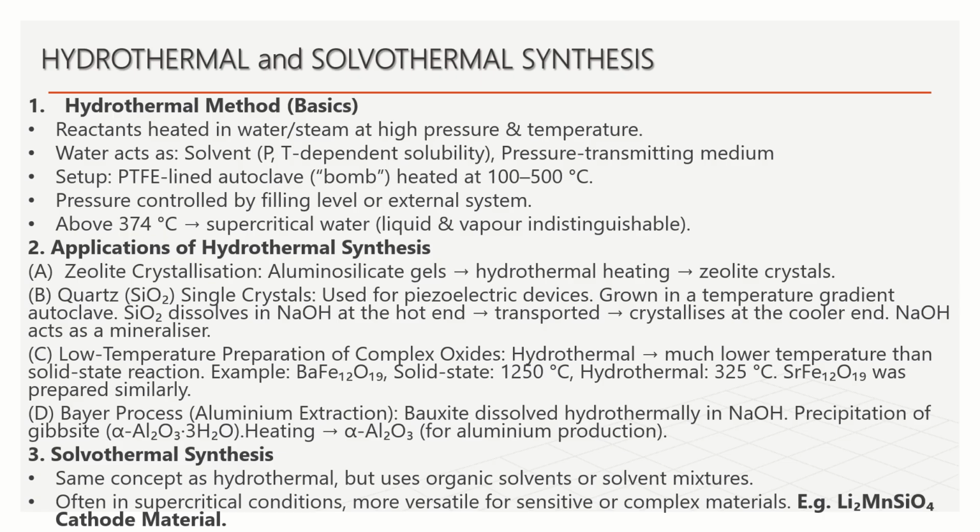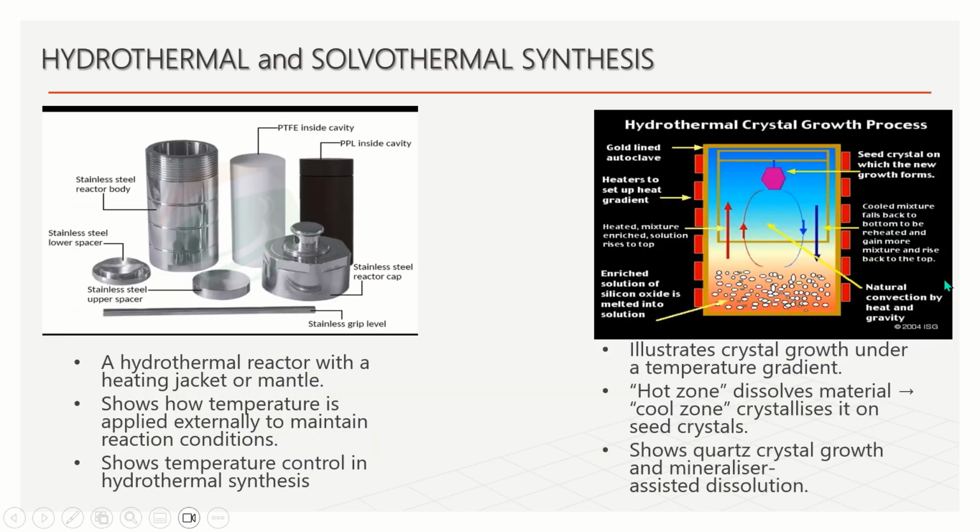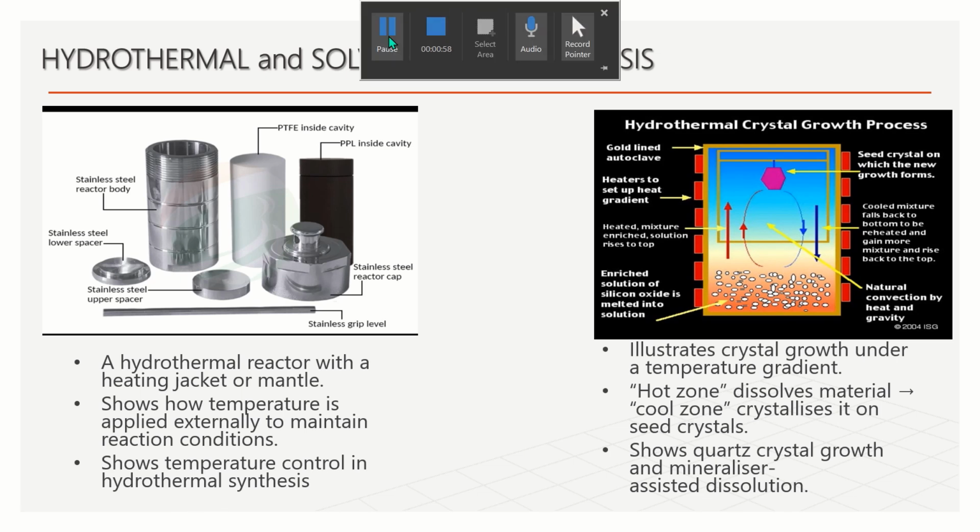To perform hydrothermal reactions, we use a PTFE lined autoclave, also known as a hydrothermal bomb. We put the reactants and water inside, seal it, and place it in an oven at a temperature usually between 100 to 500 degrees Celsius. The image on the left hand side depicts the hydrothermal reactor and its components.